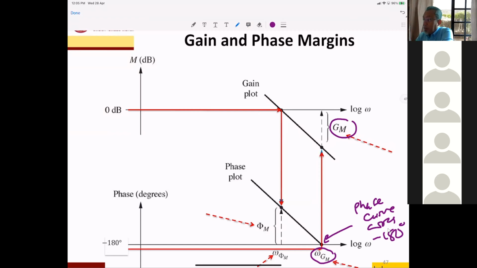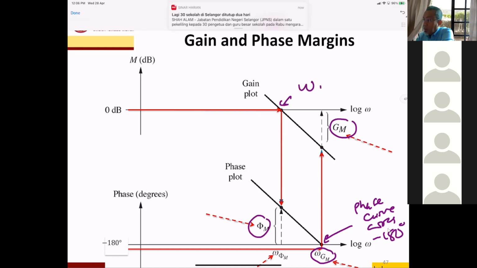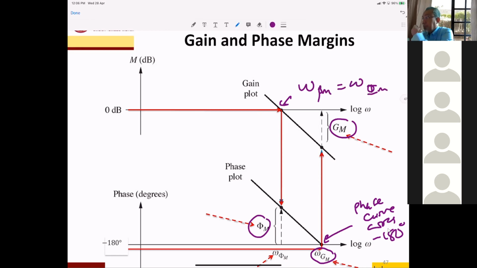And then the phase margin is over here. Phase margin occurs at this frequency known as omega PM or omega psi M. Both are the same, so I usually use omega PM. Omega PM occurs when the magnitude curve crosses the 0 dB line. So this is the 0 dB line, and it will give you a gap which is known as the phase margin.